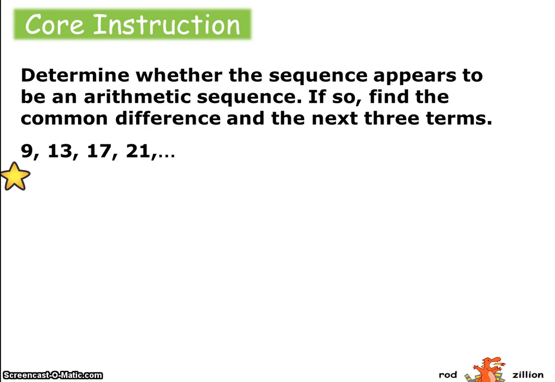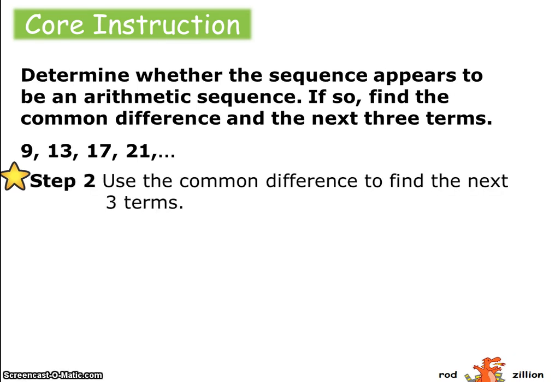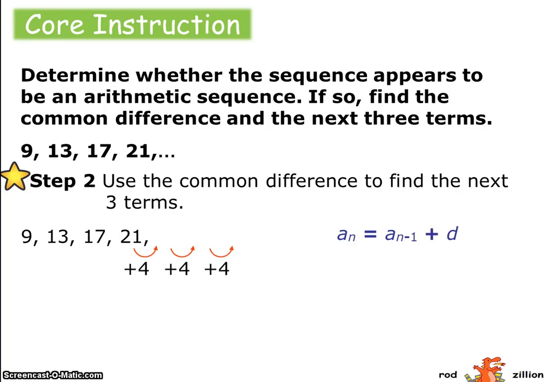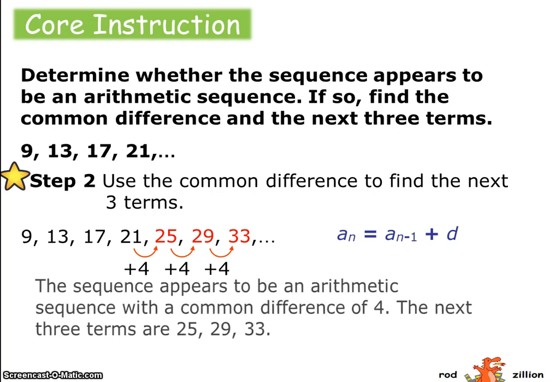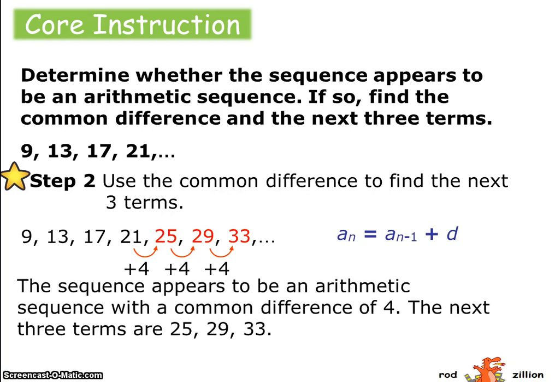So now we can use that common difference to extend this sequence further by simply adding 4 to the terms already listed. 21 plus 4, 25 plus 4, and 29 plus 4. Thus, the sequence appears to be an arithmetic sequence with a common difference of 4, and the next 3 terms are 25, 29, and 33.